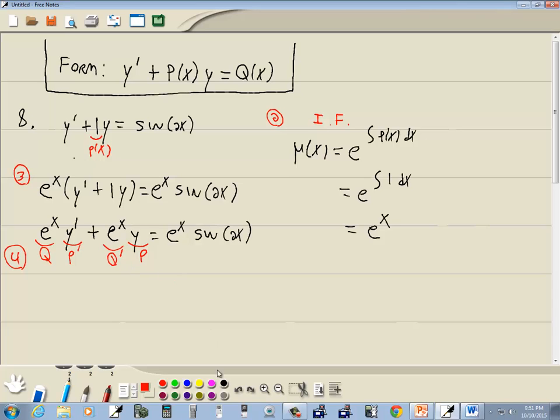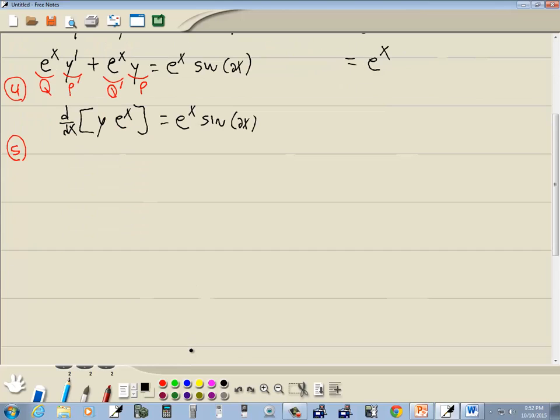Okay, and that's our q prime. So it fits our form. So we'll take the derivative of p, which is y, and q, which is e to the x, and rewrite it that way. Step 5. Take the integral of both sides. And this just becomes y e to the x. Now on the right side, wait a minute. I didn't show the steps. We got the integral of the derivative.